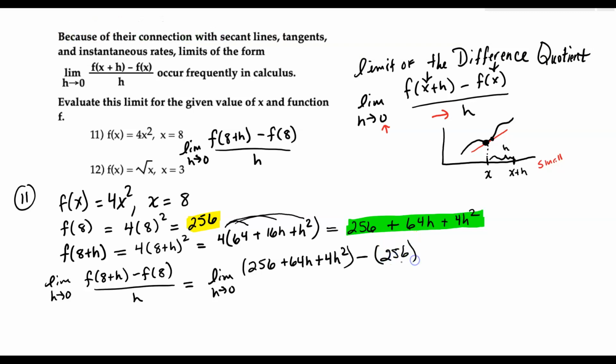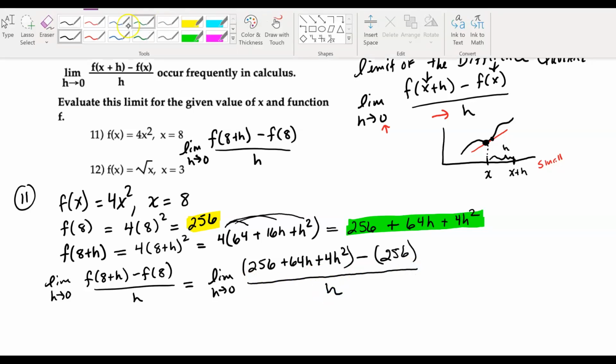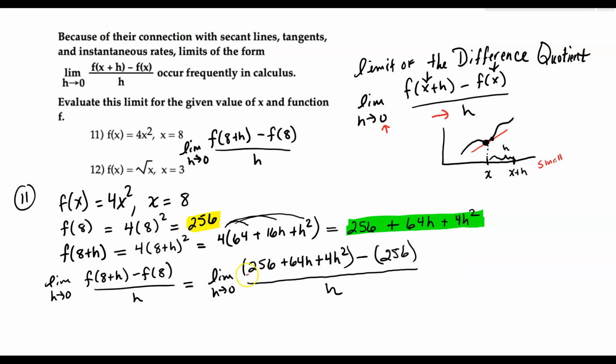256, and then all divided by h. So when I combine like terms, what ends up happening? You end up canceling out the 256. All right? So you're left with something that's actually really nice. It is the limit as h approaches 0 of 64h plus 4h squared divided by h.